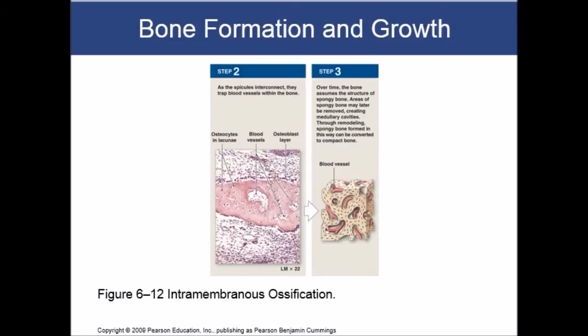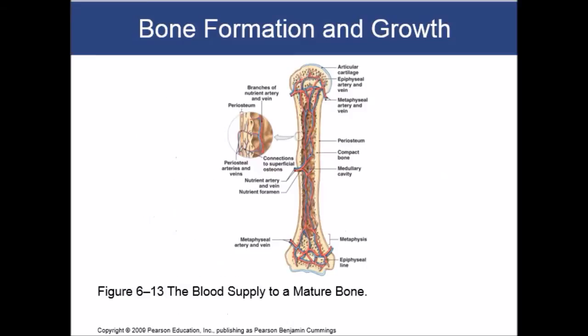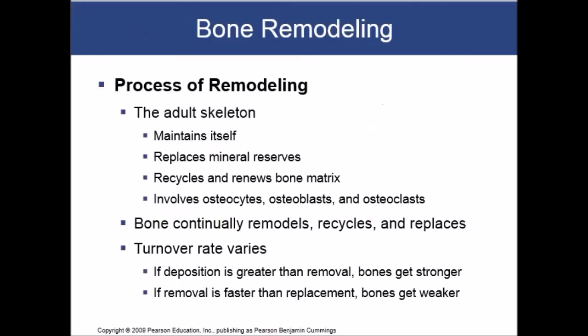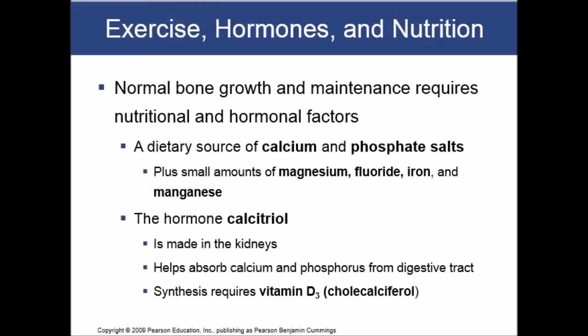Details are not the most important thing, but you just need to know what generally happens. You start as a membrane and you start to calcify, and examples. The blood vessels here are also important. The nutrient artery, where is it located? And the metaphyseal arteries. Effect of exercise and lack of exercise. Just the basics. Exercise more, the bone is stronger; less, the bone degenerates.